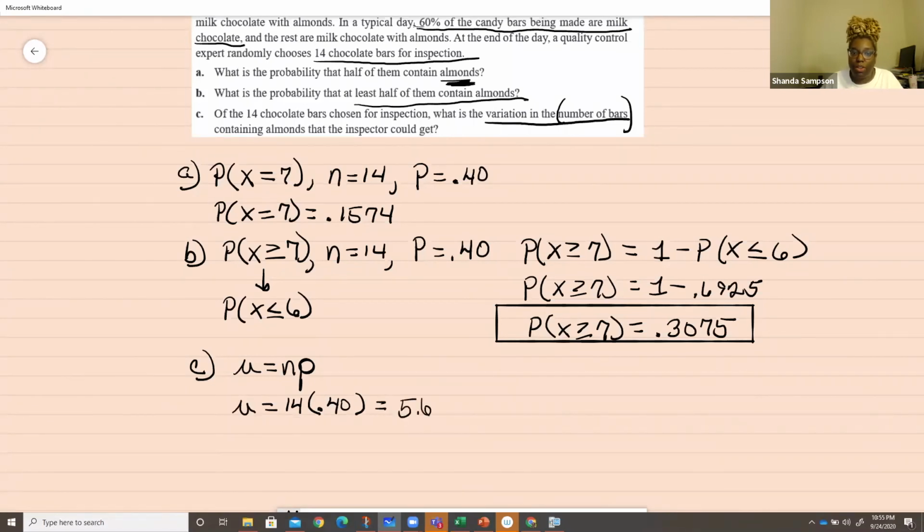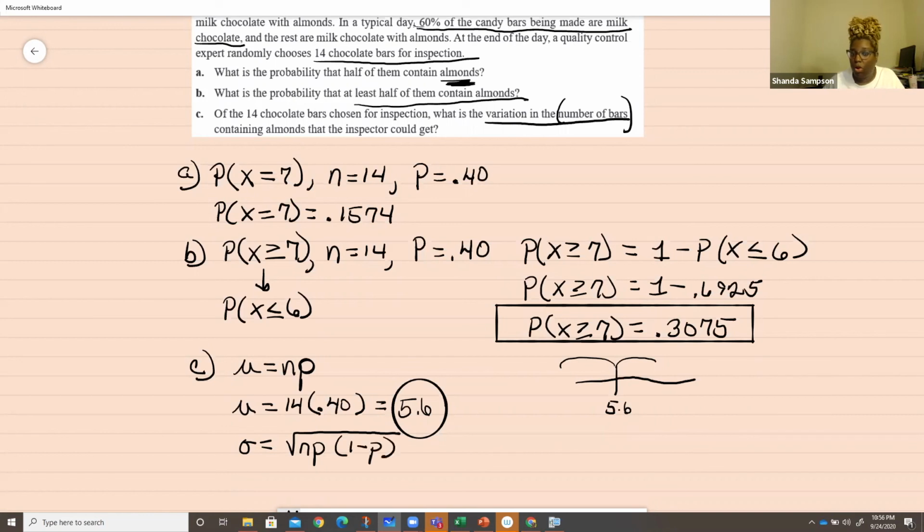This is when you have to know what all this stuff means by putting it together. The mean is the middle value, 5.6. We need our standard deviation. How do we find our standard deviation? We also had the formula for standard deviation. If you look back at the beginning, I gave you the formula for variance. So the formula for standard deviation is equal to the square root of n times p times 1 minus p, which I call q.